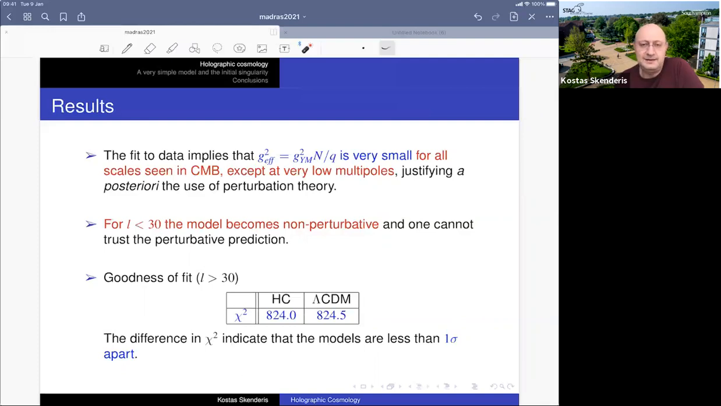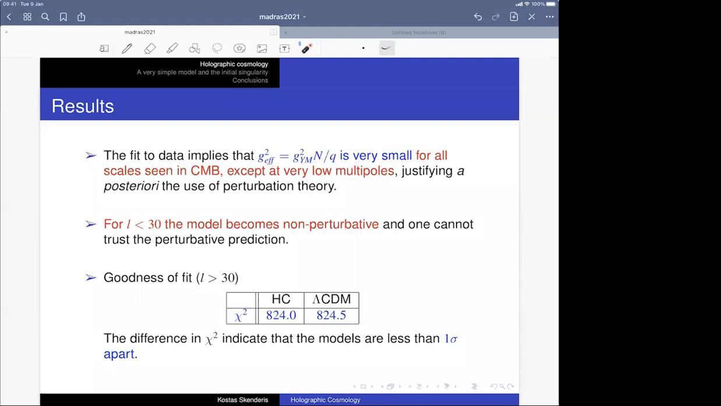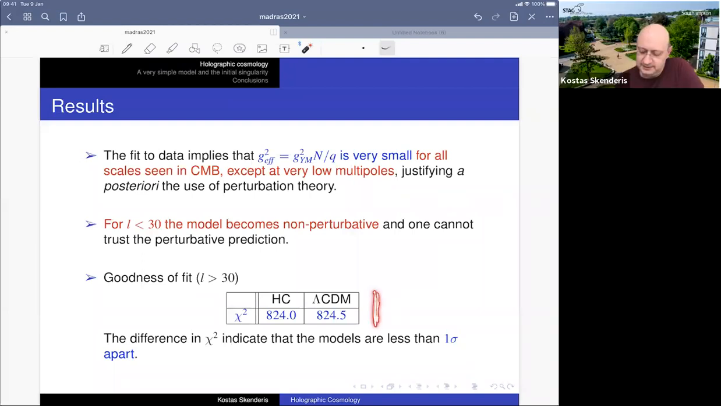So this was another reason why I started working with lattice gauge theories, because I wanted to understand how to describe this very low L region. Secondly, the goodness of fit for both models in the regime where both models are justified. The chi-square is given here. So holographic cosmology does slightly better than lambda CDM, but that's within 1 sigma.